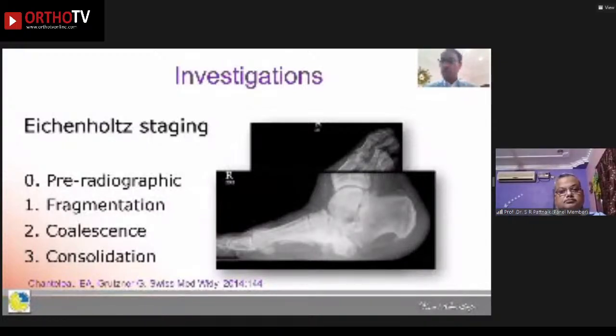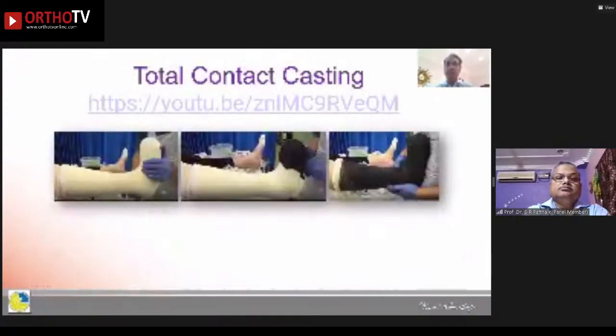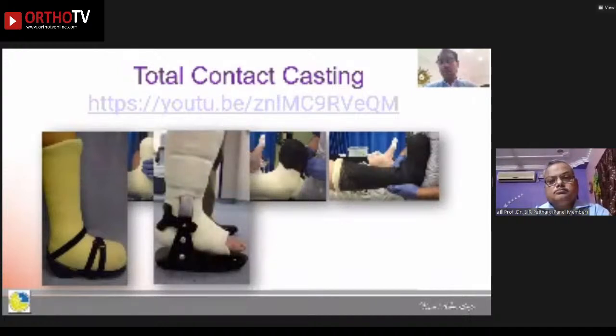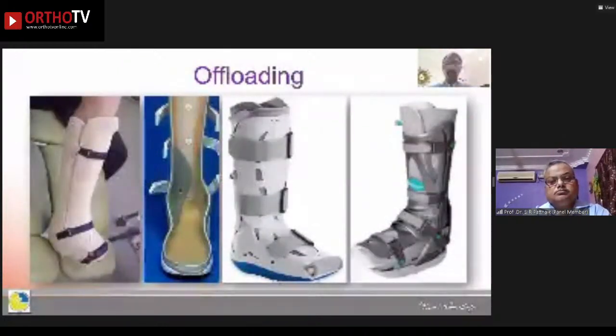We're not going to go through the detailed non-operative treatment. We'll focus on the surgical treatment, but by and large, an acute Charcot should be managed with offloading, ideally in a total contact cast. If you want to see the technique of total contact casting, you can see this YouTube video, but the steps are that you apply a well-conformed cast, including the toes. Ideally in an acute Charcot, the patient is recommended to mobilize non-weight bearing, but some form of weight bearing is allowed in early stages.